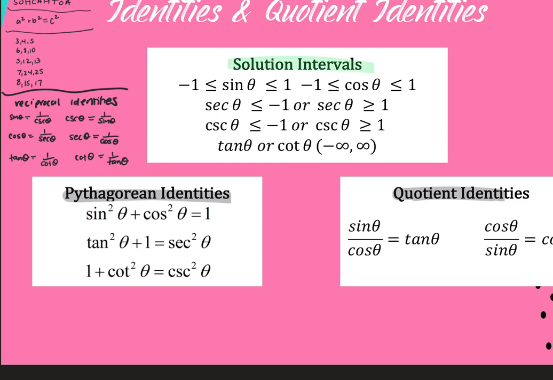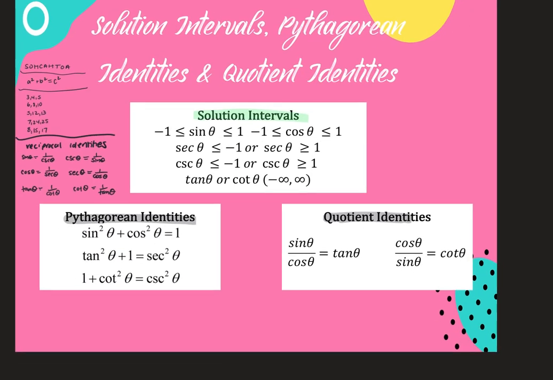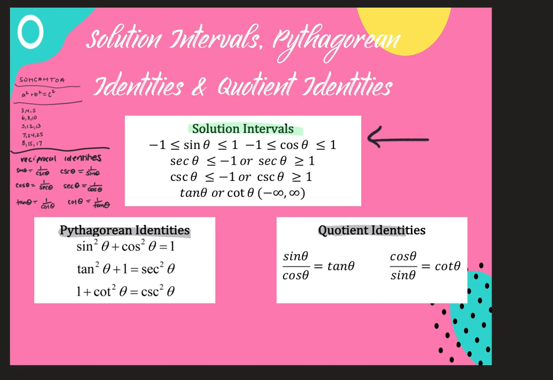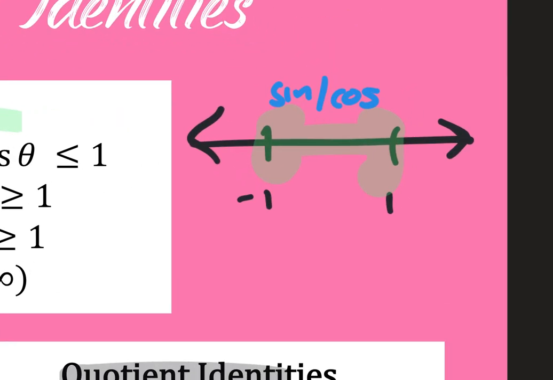So this is the values that these can be. So the tangent, well, let's start with sine and cosine. The sine and cosine of any angle has to fall between -1 and +1. So it can't be smaller than -1 and it can't be bigger than +1. Cosecant and secant are the reverse. They have to be less than -1 or greater than 1. And then tangent or cotangent can be any of them.